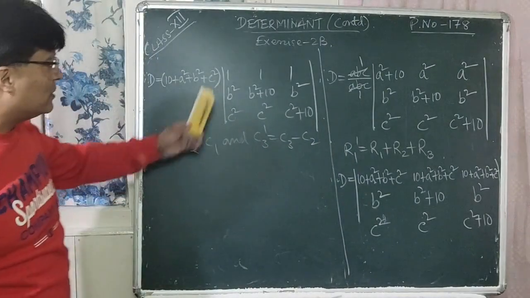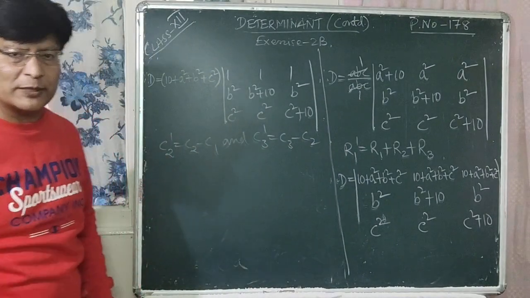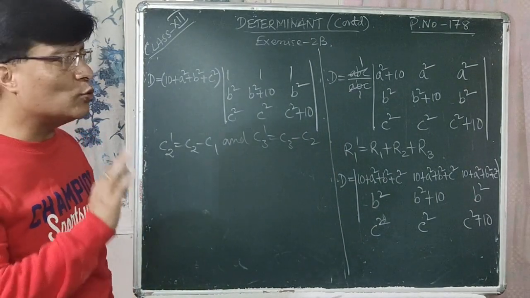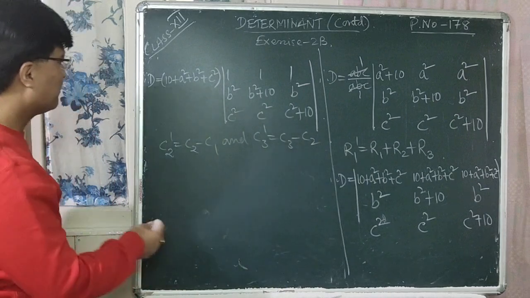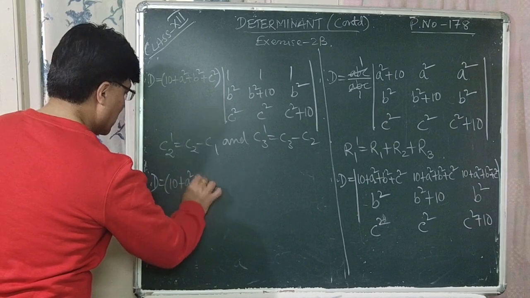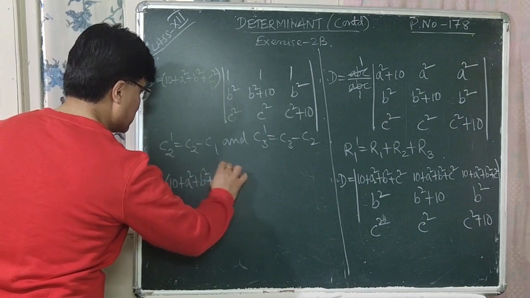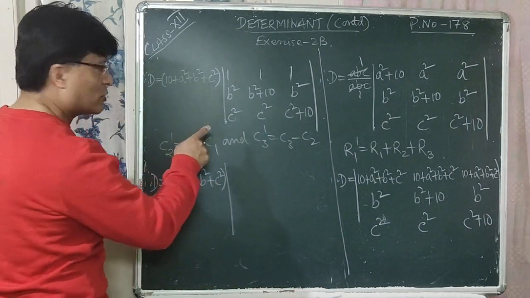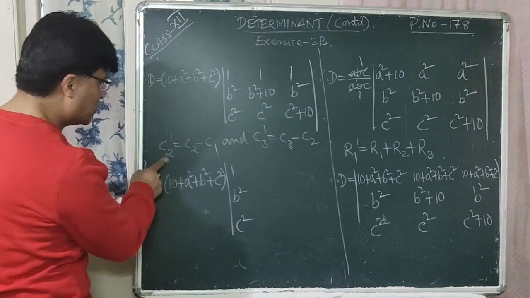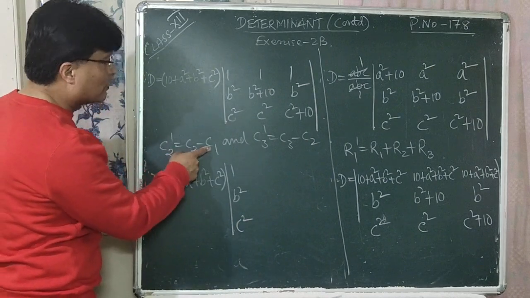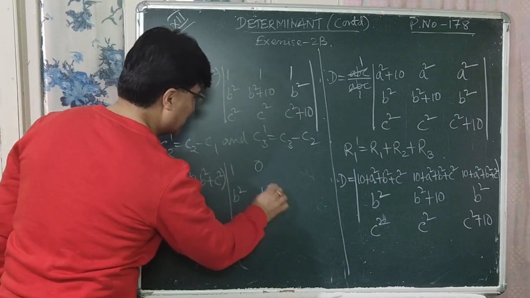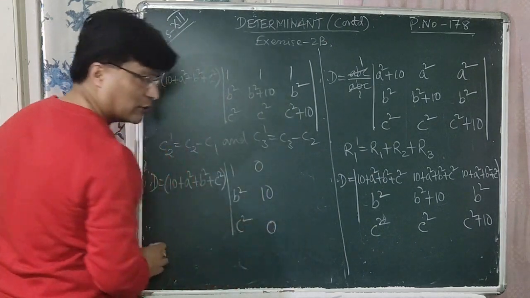So maximum at a time we are using 2 properties for this determinant to make 2 elements, that is 2 ones, as 0, right? So therefore D is equal to, within bracket, 10 plus A square plus B square plus C square. What is the first column? 1, B square, C square. Now column 2 is changing. How does it change? C2 minus C1, 1 minus 1, 0. This minus this, B square cancels, 10. This minus this is also 0.